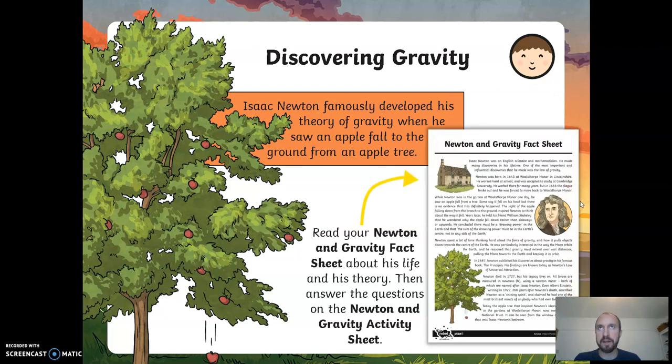So although gravity obviously exists and everyone knows it, and it doesn't matter whether you know about it or not, it exists, he was the guy that created the theory about gravity. So what we're going to do now is I would like you to pause the video in a moment. I want you to read through the Newton and gravity fact sheet, which is in the folder for today, for day 2, about his life and his theory, then answer the questions on the Newton and gravity activity sheet.